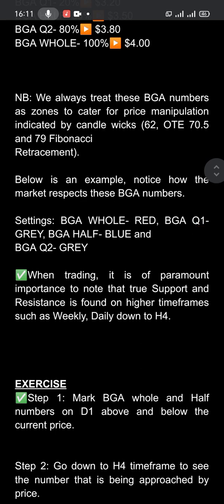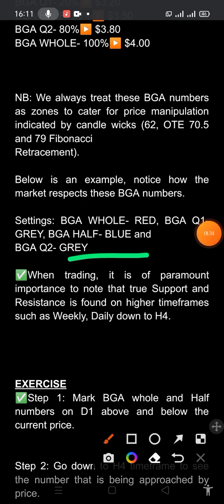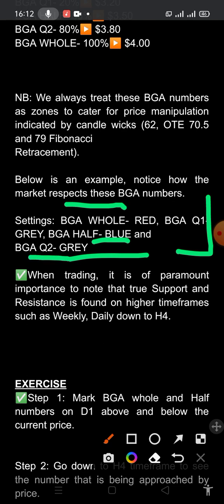Now look at the settings here. The whole number, which will be 7,000, will be red. We use a red horizontal line to indicate that whole number. The Q1 will use a gray number. The Q1 will be 6,200. Now the half we use a blue horizontal line at 6,500, and the Q2, which is 6,800, will use a gray horizontal line.